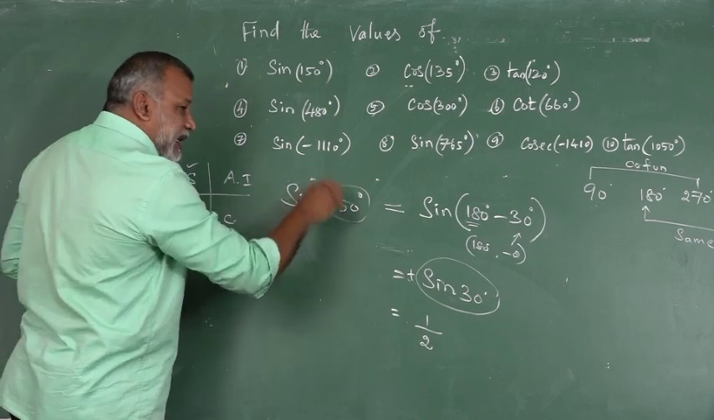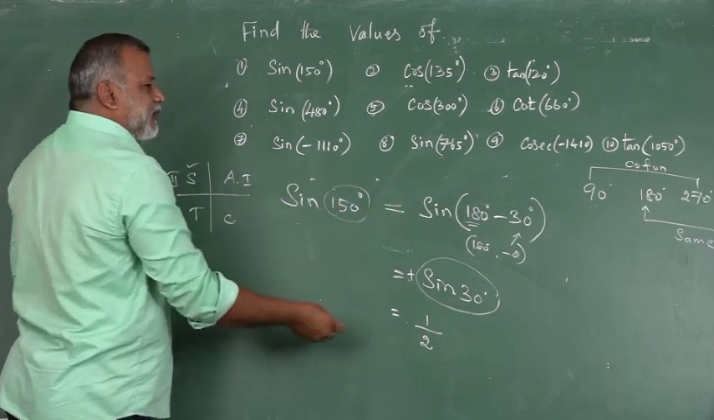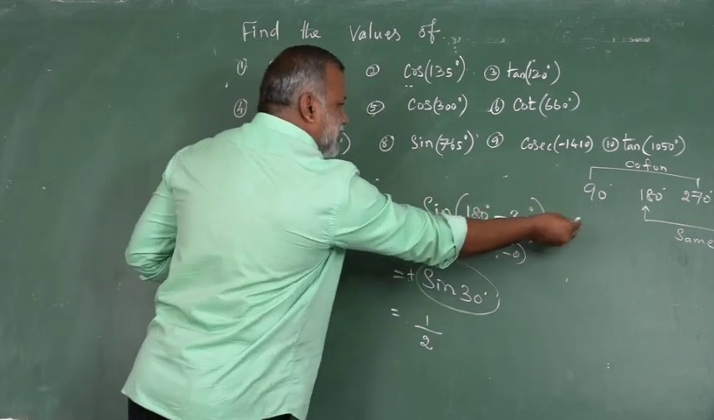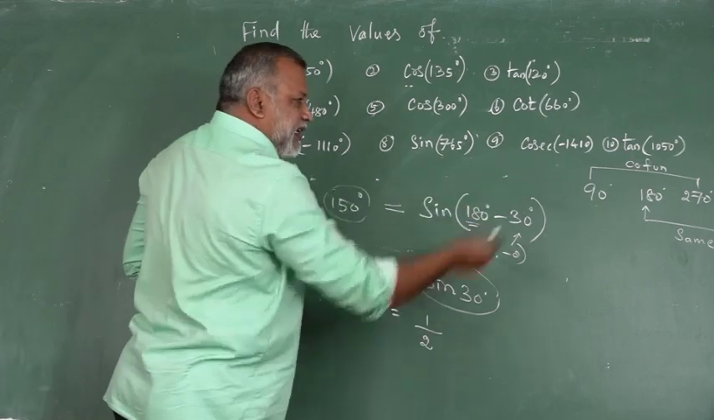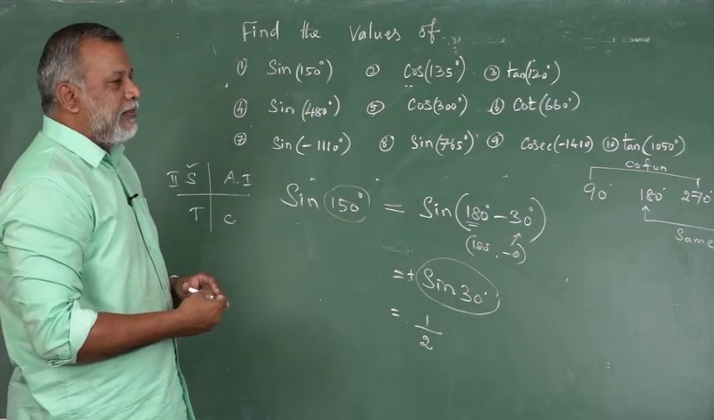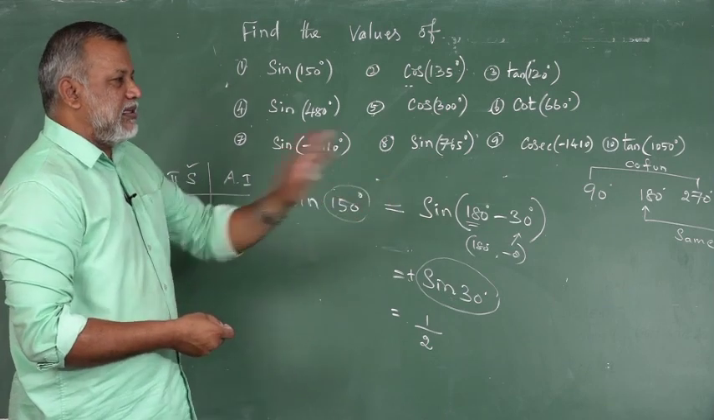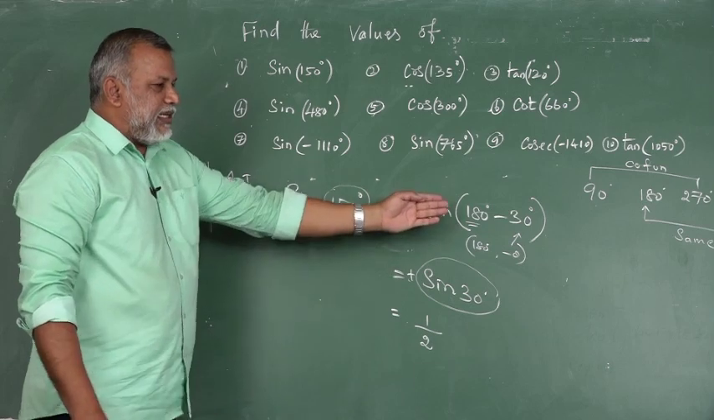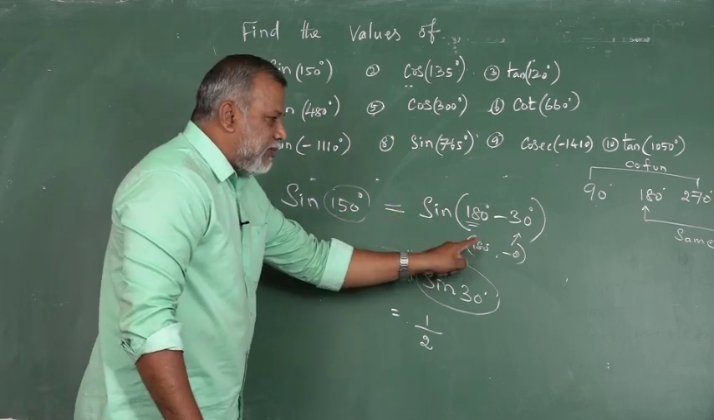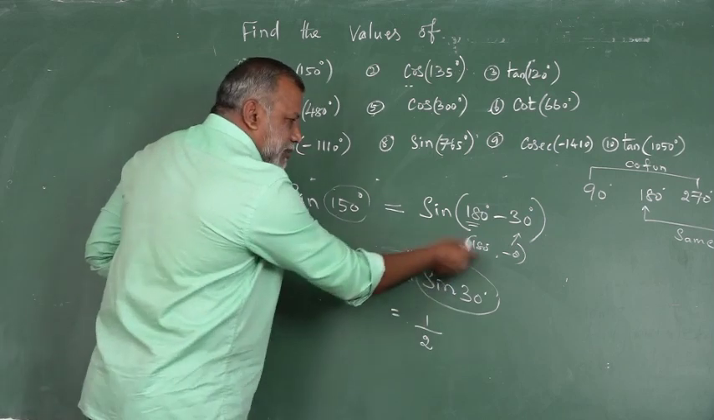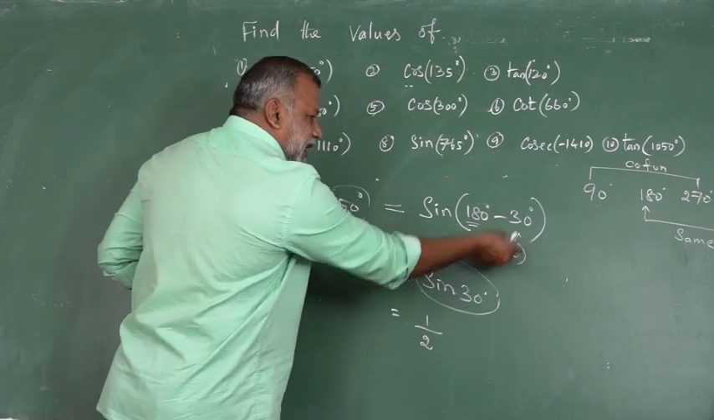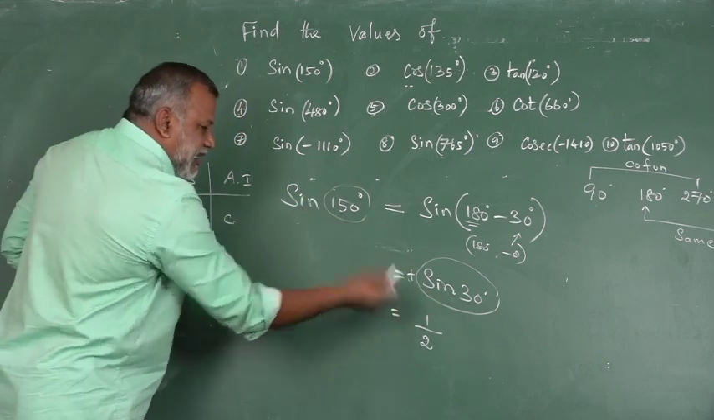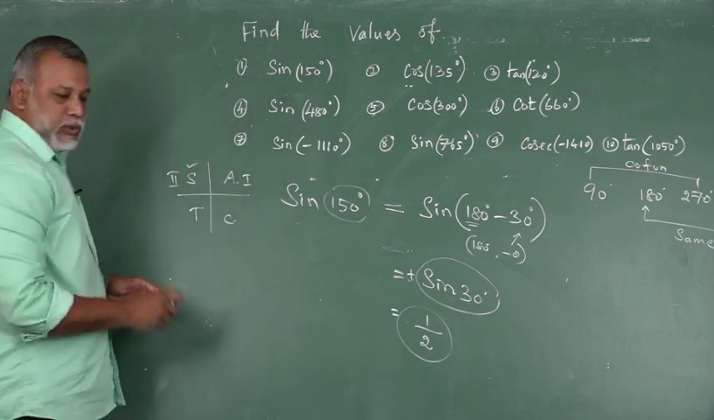Positive sine 30 means from your 10th syllabus you know sine 30 value is 1 by 2. So we can convert any degrees in the form of 180 plus a or 180 minus a, 90 plus a or 90 minus a, 270 plus or 270 minus, 360 plus or 360 minus. So 150 degree can be put in the form of 180 minus 30. It is in the form 180 minus theta. 180 comes, apply the same function. Instead of theta, use 30 degree. It lies in second quadrant. That means sine takes positive. We can get 1 by 2.